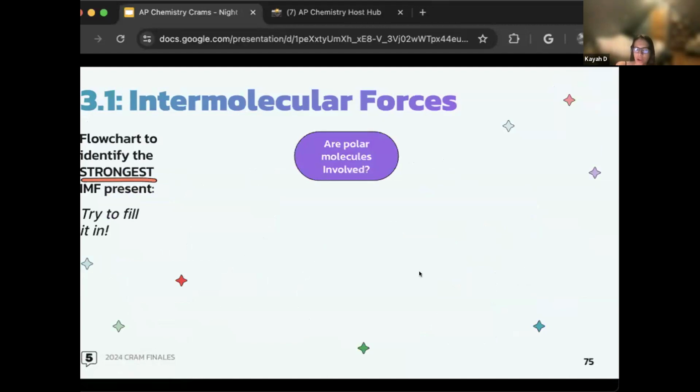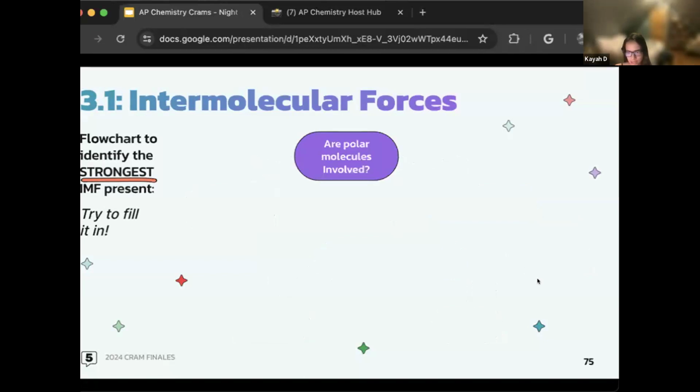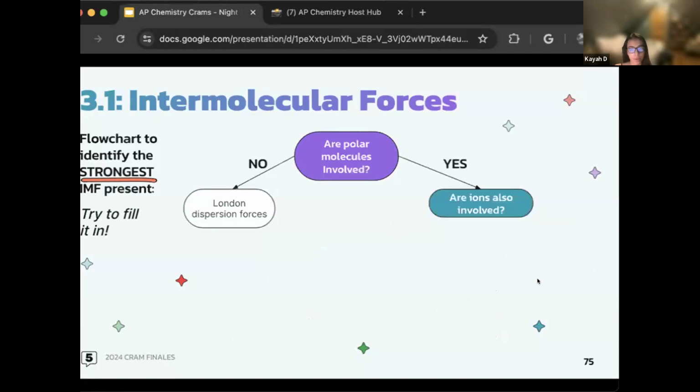So to try to identify which intermolecular forces are present, first, you're going to ask yourself, are polar molecules involved? If polar molecules are not involved, what are we saying? Drop it in the chat really quickly. Yes, London dispersion forces. Nothing else, okay? London dispersion forces.